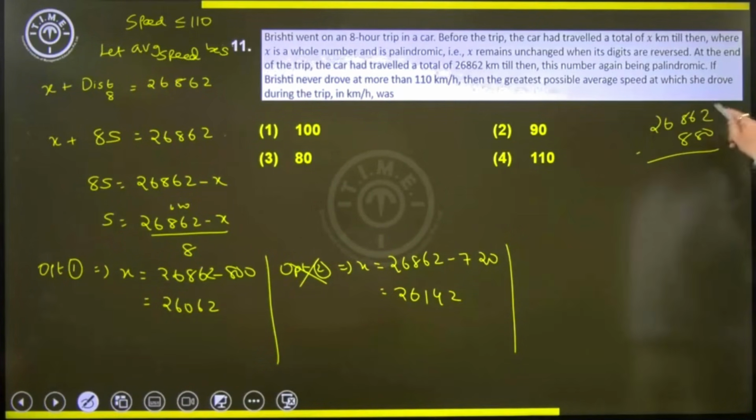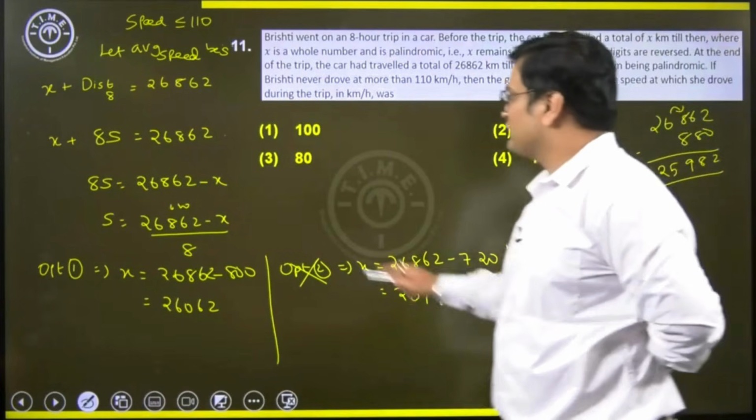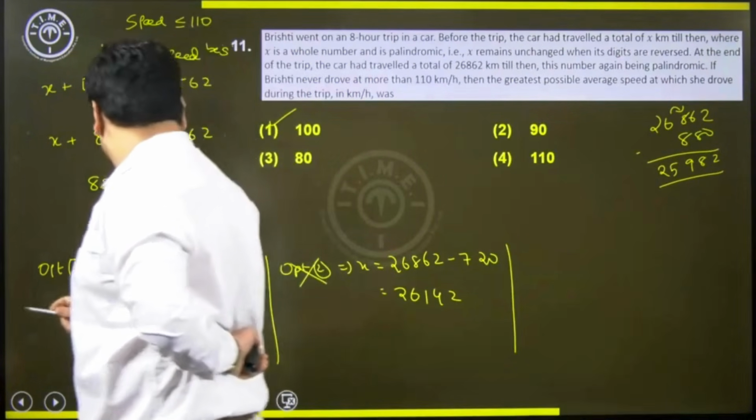Let us check it. If you go for 120, 120 into 8 is 960, and the result is 25902. This is clearly not a palindrome. So hence there is only one option choice which will satisfy the given condition.